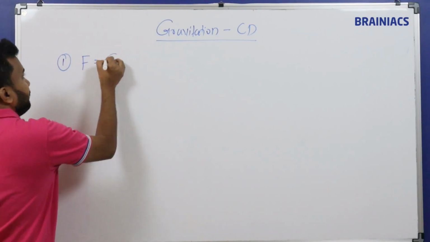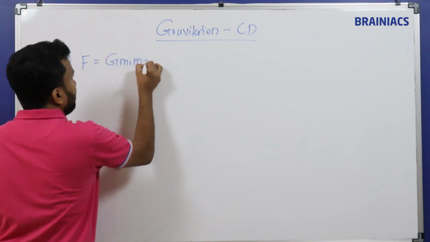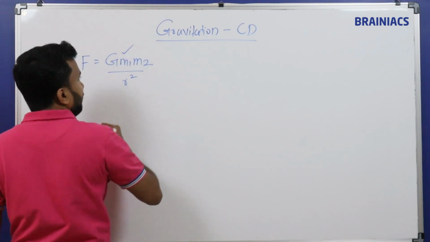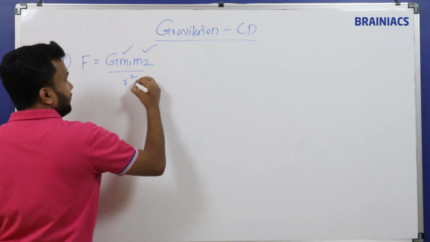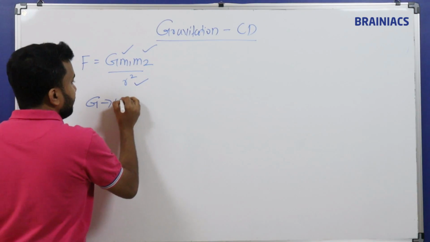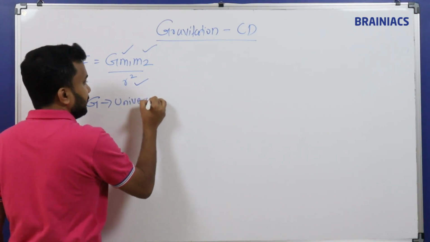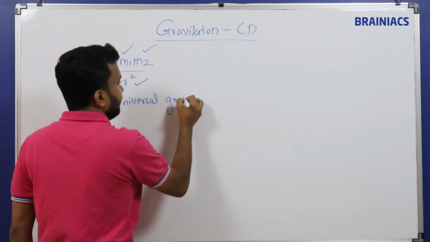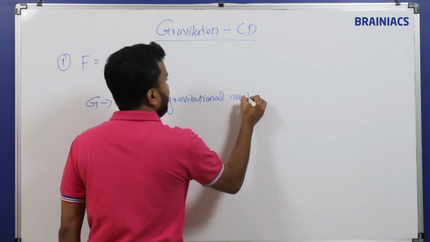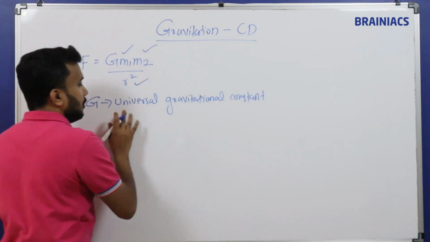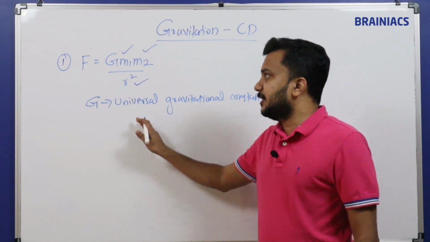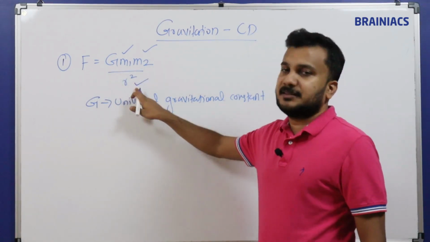Gravitational force, we know F is equal to G m1 m2 divided by r square. F depends on m1, F depends on m2, F depends on the distance between them, and G is called the universal gravitational constant. It is called universal because, in the entire universe, wherever you go, it is constant, 6.67 × 10⁻¹¹. So that value is constant everywhere. So F depends upon the masses and the distance.